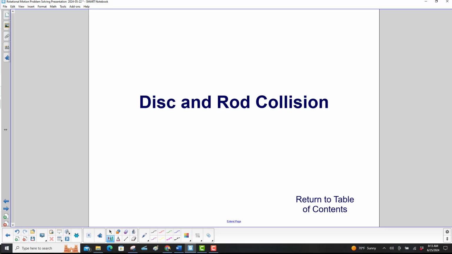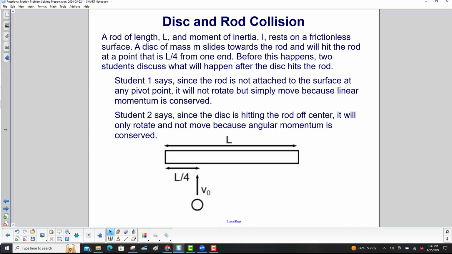Disk and rod collision. A rod of length L and moment of inertia I rests on a frictionless surface. A disk of mass m slides towards the rod and will hit the rod at a point that is L/4 from one end. Before this happens, two students discuss what will happen after the disk hits the rod.